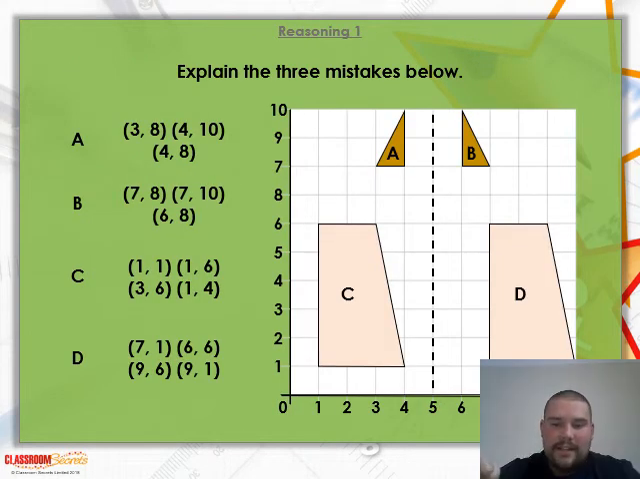Okay, fantastic question for reasoning. Now I do hope you all have a little go at this one. Explain the 3 mistakes below. There are 3 mistakes shown. They could be something to do with the axes.